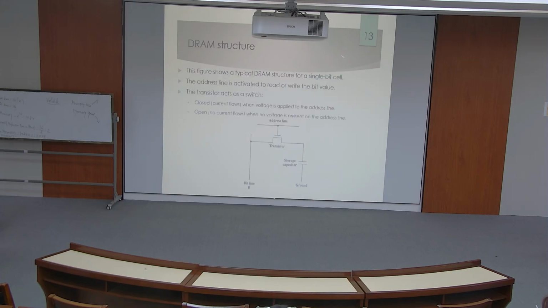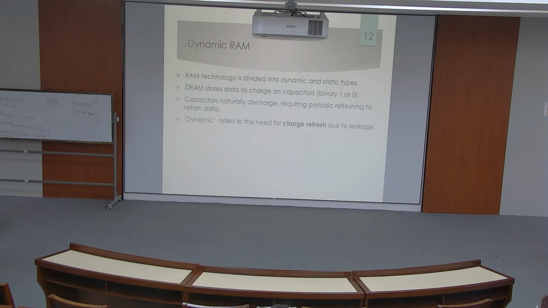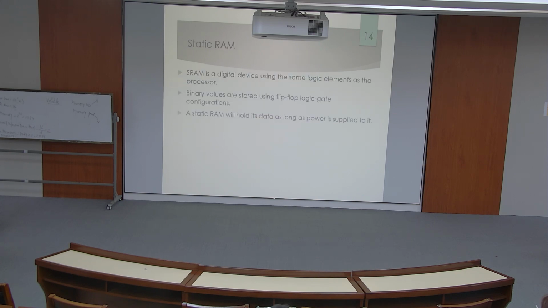So we have the structure of the DRAM here. We have the bit line and the address line. The transistor in the DRAM structure acts as a switch, which means when it's closed, current flows, and when it's open, no current flows. We have the ground and the storage capacitor. So DRAM stores the data as charge on capacitors, 0 and 1.